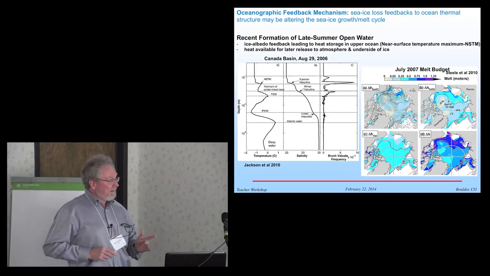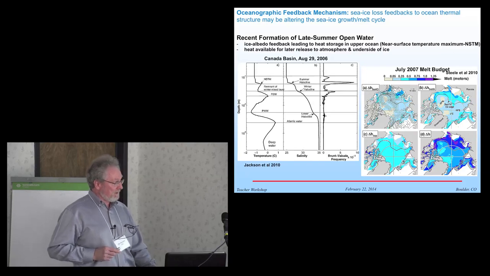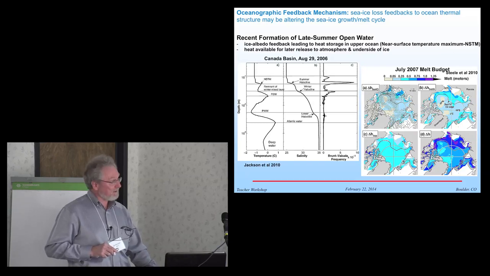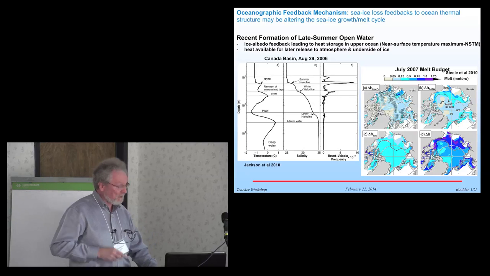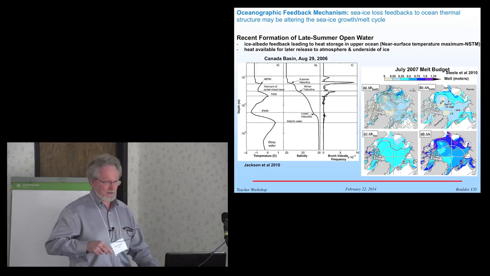So they believe, and the evidence isn't totally there yet, but there are some suggestions that the sea ice growth underneath the ice is being delayed. And they point to this near-surface temperature maximum as perhaps being the cause of that, the energy source for that. So there's a feedback mechanism built into what's happening in the system here because of the loss of sea ice in this region.